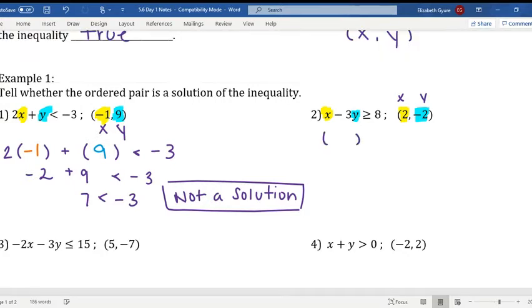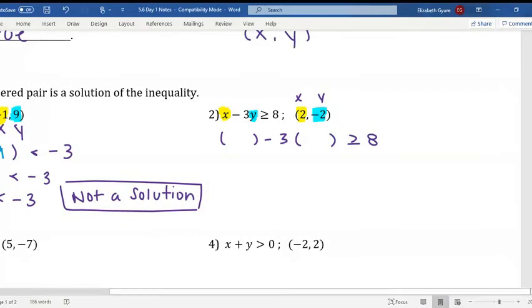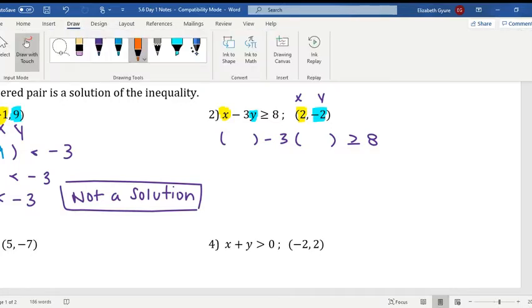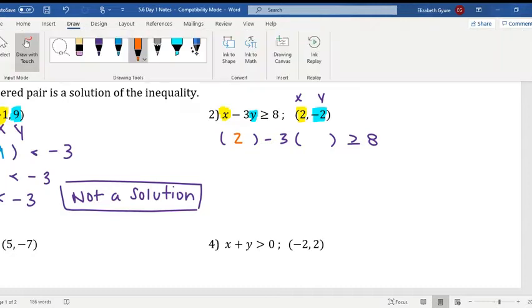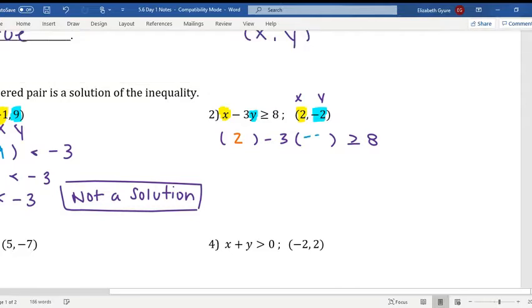So X, put parentheses, minus 3 times parentheses is greater than or equal to 8. And now we just need to plug things into the appropriate place here. Asia, what are we plugging in place of X here? The 2. So we're going to have 2 minus 3 times our Y value. Annalise, what are we plugging in for Y? -2.